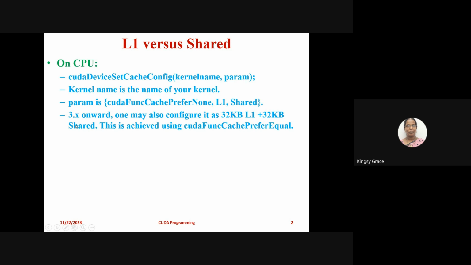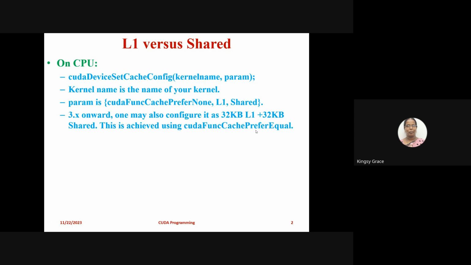Here the 3.x means the CUDA 3.x version onwards, where you can configure 32 KB for L1 and 32 KB for shared. Totally 64 KB is available. In that 64 KB, you can allocate 32 KB for shared, and you can give the size of the cache, that is L1, and the size of the shared. You can achieve this with the help of cudaFuncCachePreferEqual. These are all the functions required.